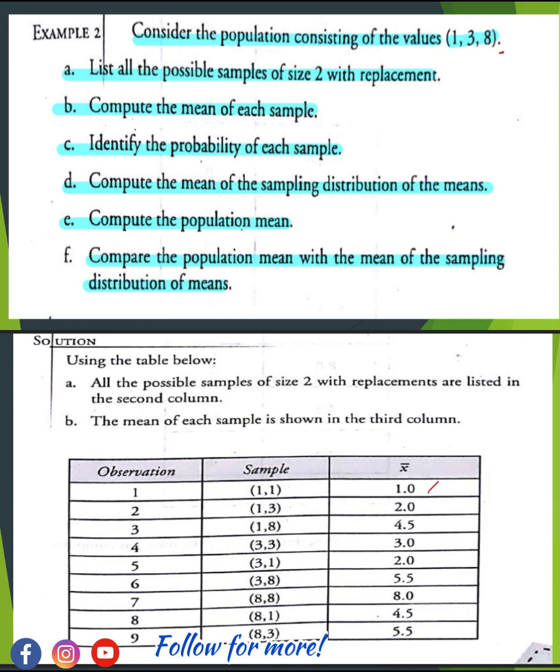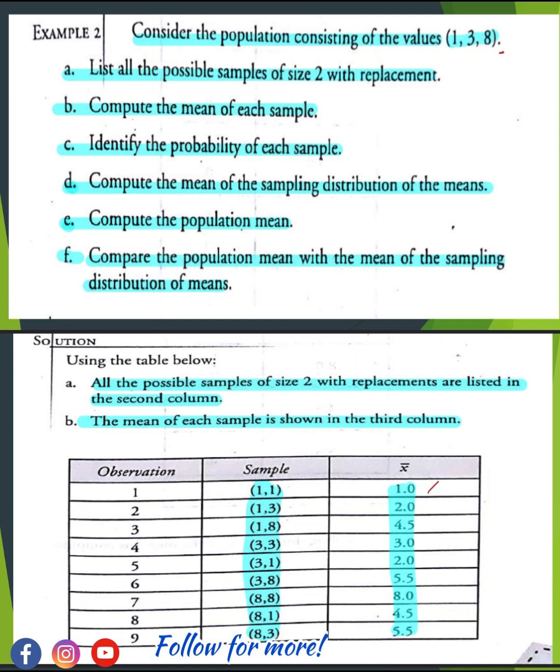Okay, so there are 1, 2, 3, 4, 5, 6 questions. Now, let's start from letter A for our solution. So, for letter A, all the possible samples of size 2 with replacement are listed in the second column. Okay, we have 1, 1; 1, 3; 1, 8; 3, 3; 3, 1; 3, 8; 8, 8; 8, 1; and 8, 3. Now, for letter B, the mean of each sample is shown on the third column here.